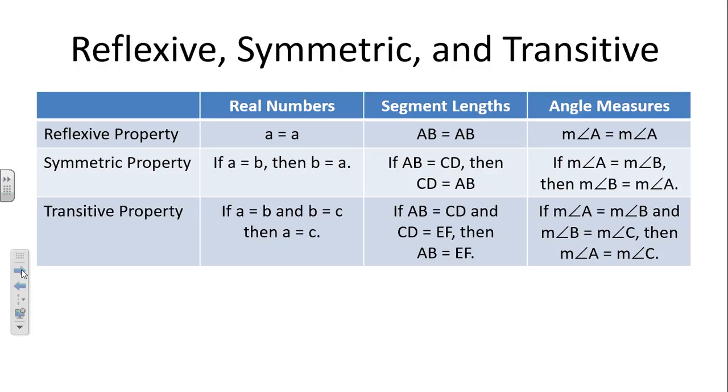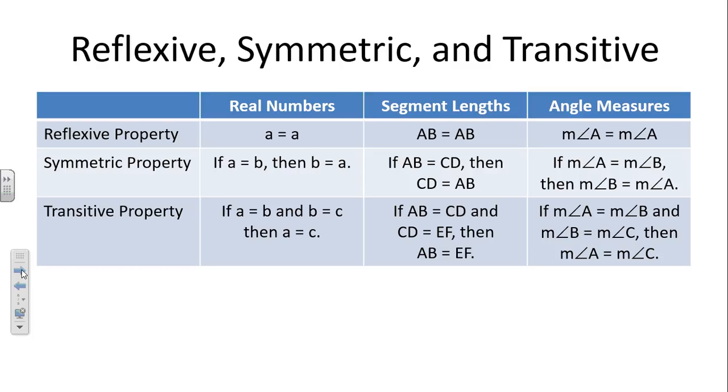Okay? Segment lengths-wise, that would say that the distance between A and B is equal to the distance between A and B. And with angle measures, that just says the measure of angle A will be equal to the measure of angle A. It's equal to itself. Okay, we'll need these for our proofs coming up, our geometric proofs. They seem too easy, too simple.